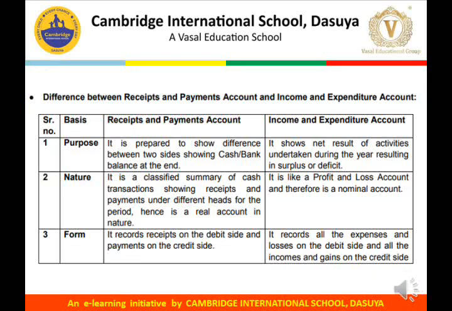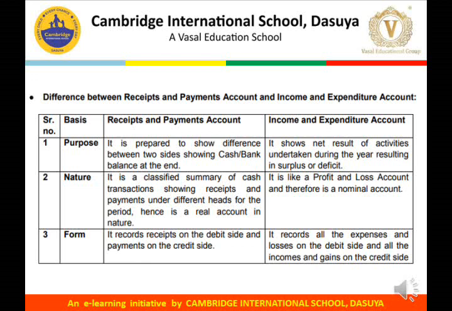Now we will discuss the difference between receipt and payment account and income and expenditure account. The first basis of difference is purpose. Receipt and payment account is prepared to show the difference between two sides, showing cash or bank balance at the end. Whereas income and expenditure account shows the net result of activities undertaken during the year, resulting in surplus or deficit.